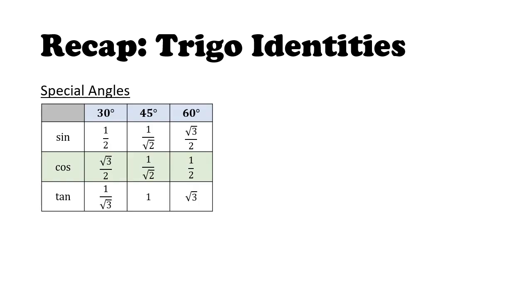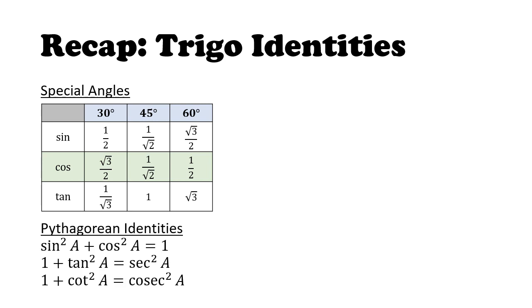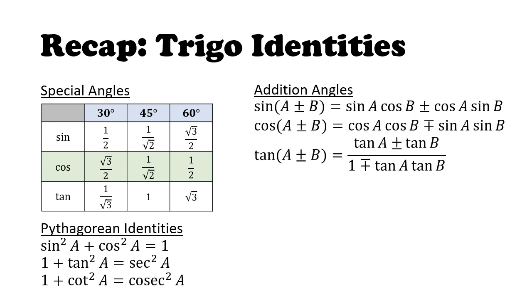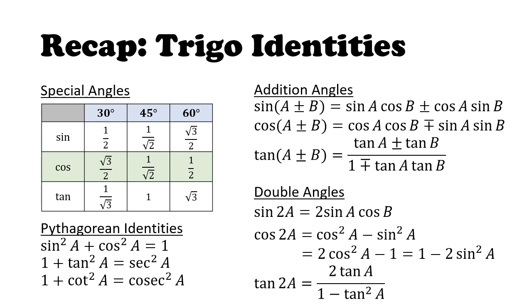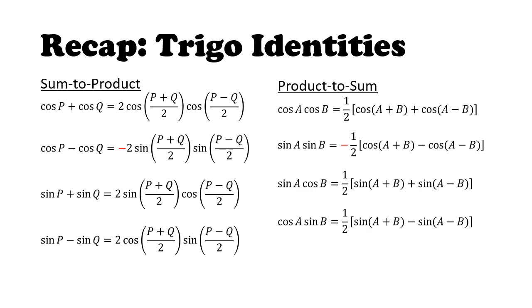You should be familiar with the trigonometric ratios for special angles, including 30, 45, and 60 degrees, the Pythagorean identities, the addition angle formulas, as well as the double angle formulas. Lastly, you'll also need the sum to product and product to sum formulas that I've gone through in the last video.